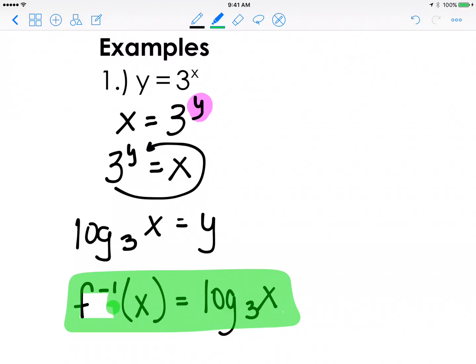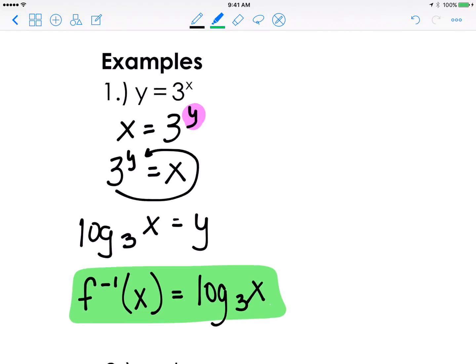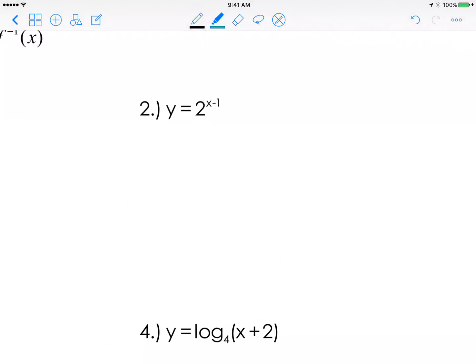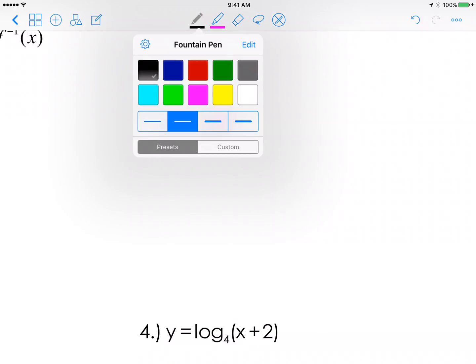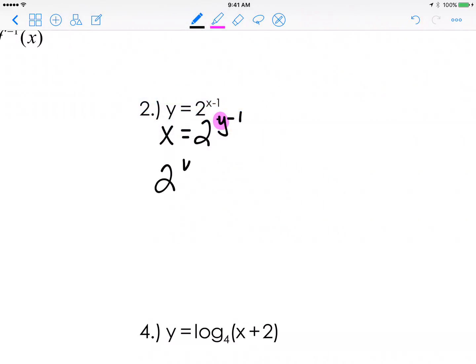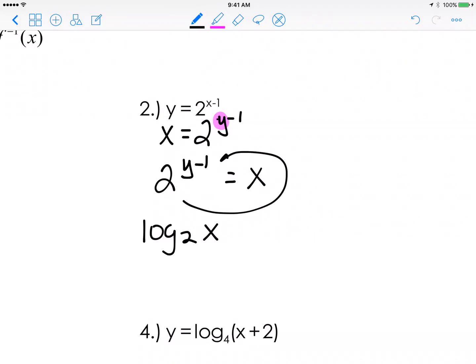Okay, so now let's look at problem number 2. We're going to do it the exact same way. We've got to remember to switch your x and your y's. So now we've got to get this y isolated. So we need to take the log of both sides. So I'm going to rewrite this again and do my loop. So we get log base 2 of x equals y minus 1.